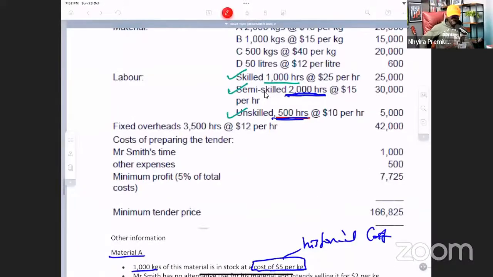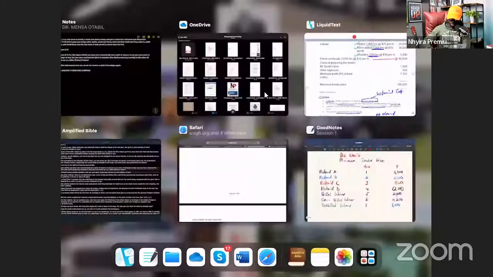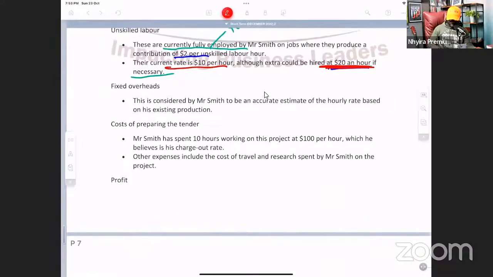Then we come to fixed overheads. Fixed overheads is 42,000. Let's go and read that. Overheads are not supposed to be included, but we have to read to see, are they specific overheads? Because if they are specific overheads, it will be relevant. But if they are not specific overheads, then it will be irrelevant. So let's look at it. This is considered by Mr. Smith to be an accurate estimate of the hourly rate based on existing production.